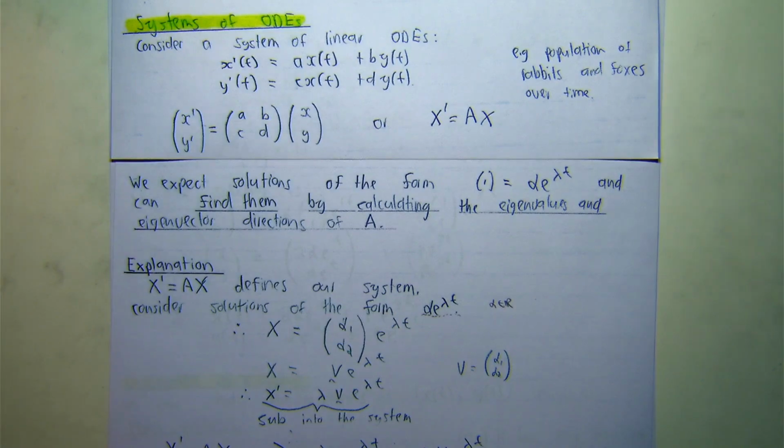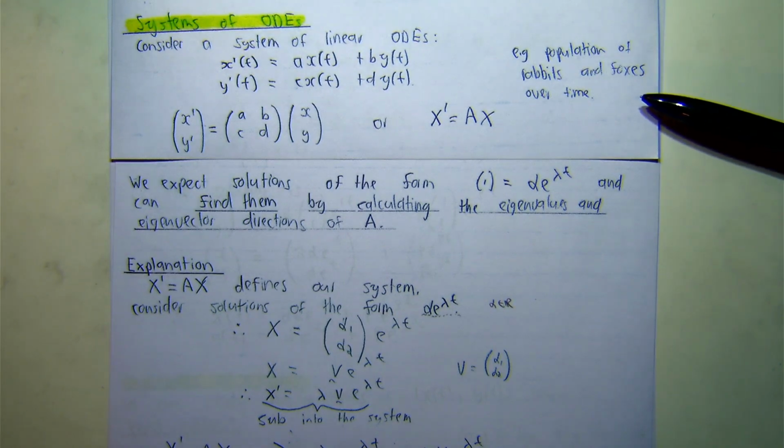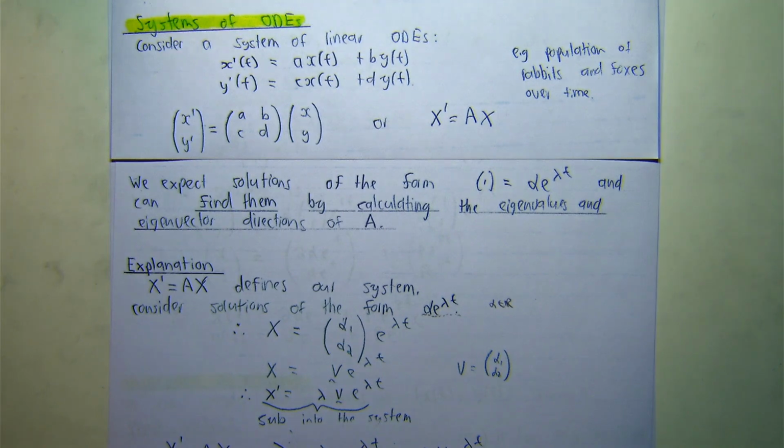Welcome to this video on systems of ODEs. Before we get into the math of this, I want to take a look at an intuitive example of a system of ODEs, which is a population of rabbits and foxes and how they develop over time.